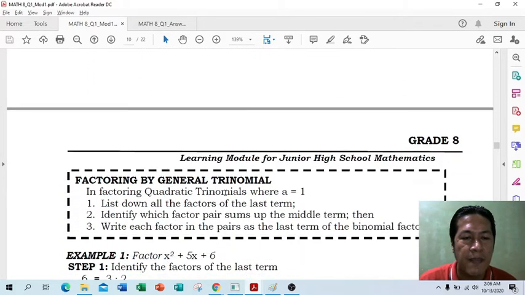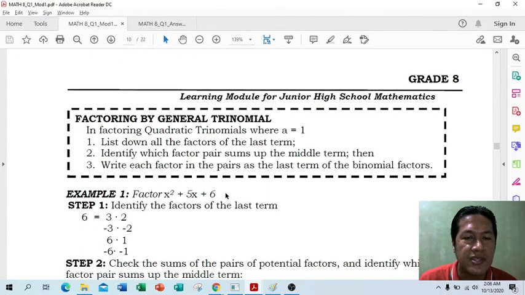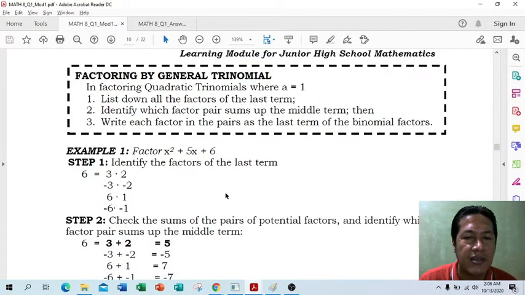Okay? Next, factoring by general trinomial. In factoring quadratic trinomials where a equals 1, list down all the factors of the last term, identify which factor pair sums up to the middle term, then write its factors in the pair as the last term of the binomial factors. Okay. Example number 1.